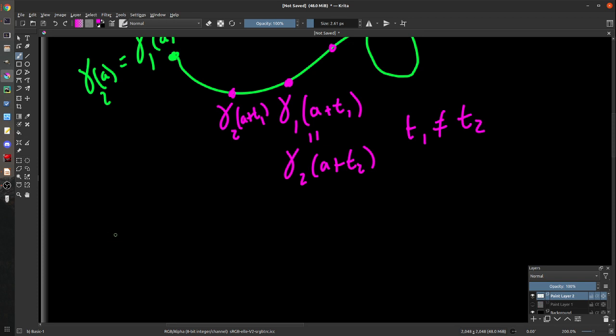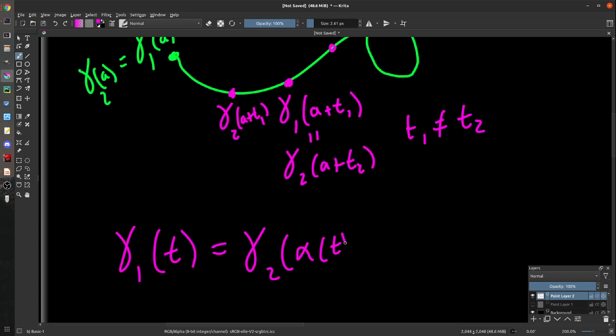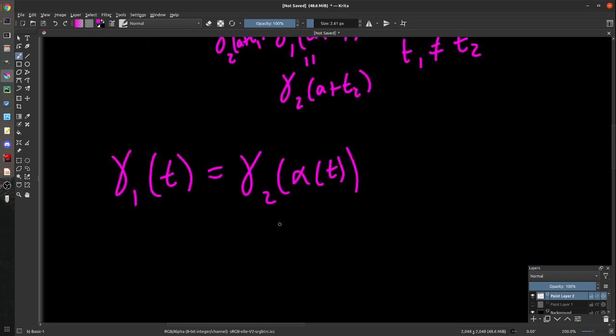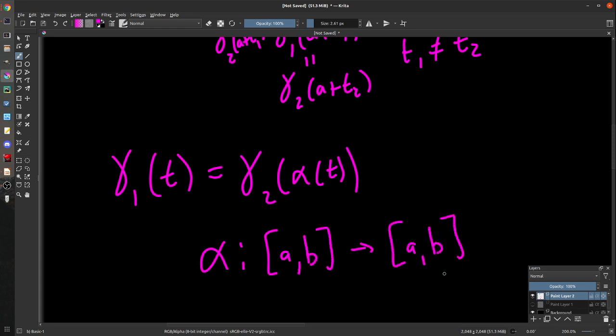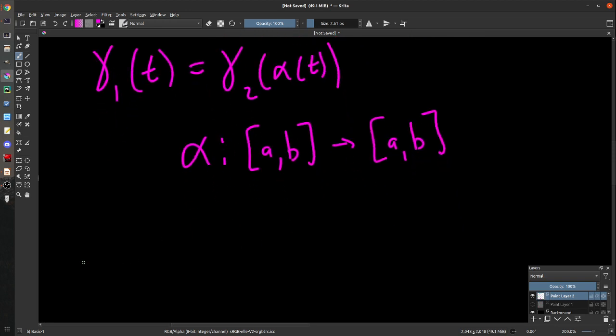So all we have to think about is that we'll have gamma 1 of t be equal to gamma 2 of t up to a relabeling of the time. So we'll call this alpha of t, for some function alpha from [a,b] to [a,b].